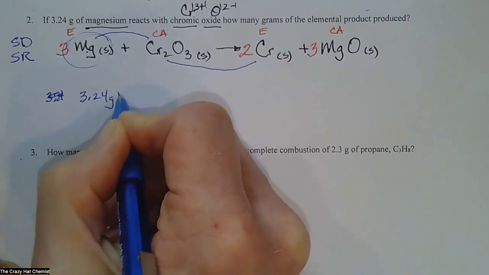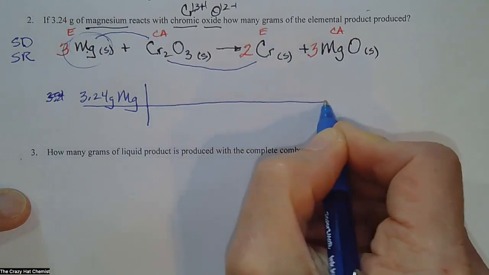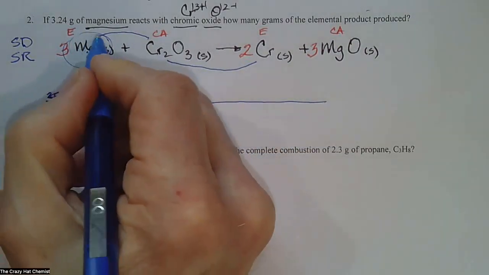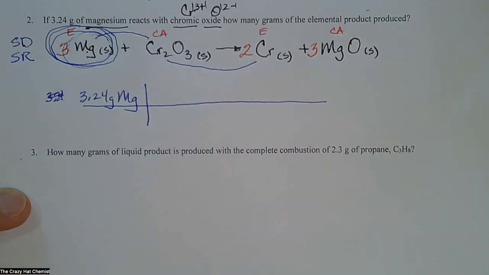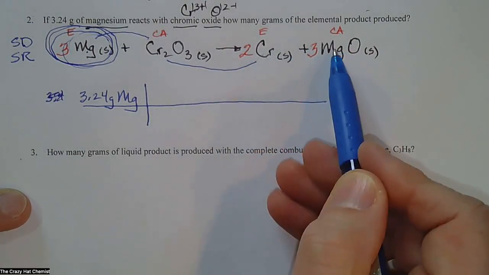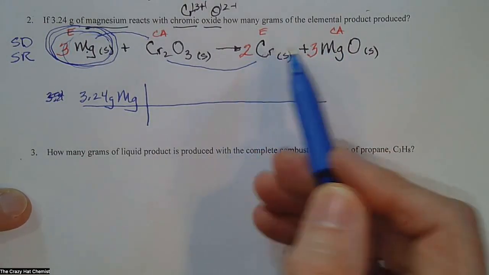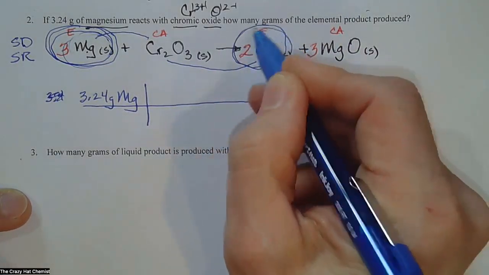3.24 grams of magnesium reacts. Okay, so that's actually starting off with this magnesium at 3.24 grams. And then it says how many grams of elemental product. So which one of the 2 products is an element? That would be this one. So I need to go to the chromium.